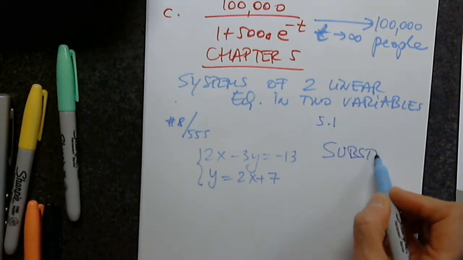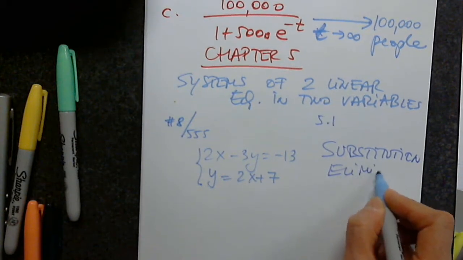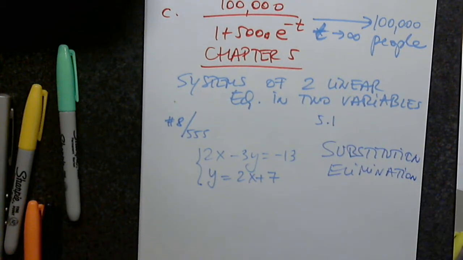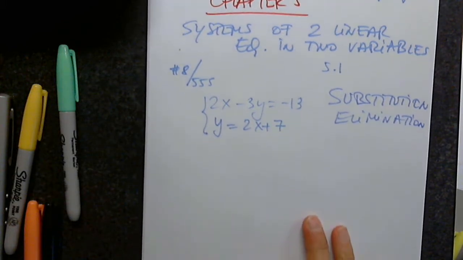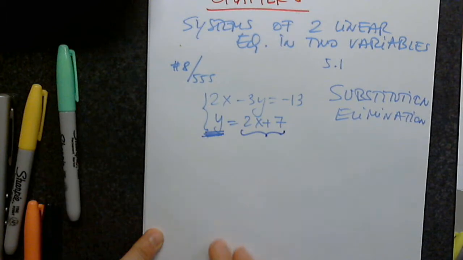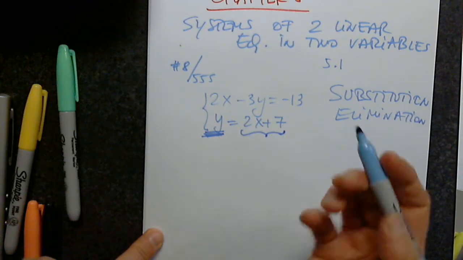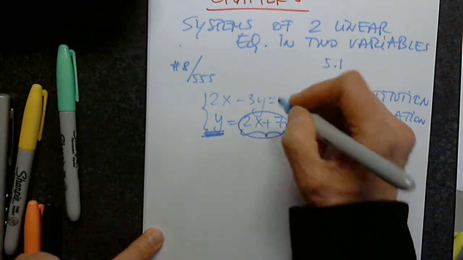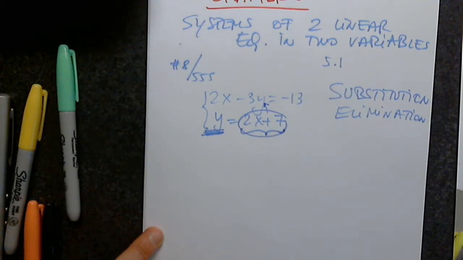Substitution. Yes, very good. And elimination. So let's solve by substitution only because the second equation is already solved for y. If we're told that y is the same as 2x plus 7, it means that I can use this information and plug it into the first one. You remember this, right, Tim? So y will be replaced by 2x plus 7.